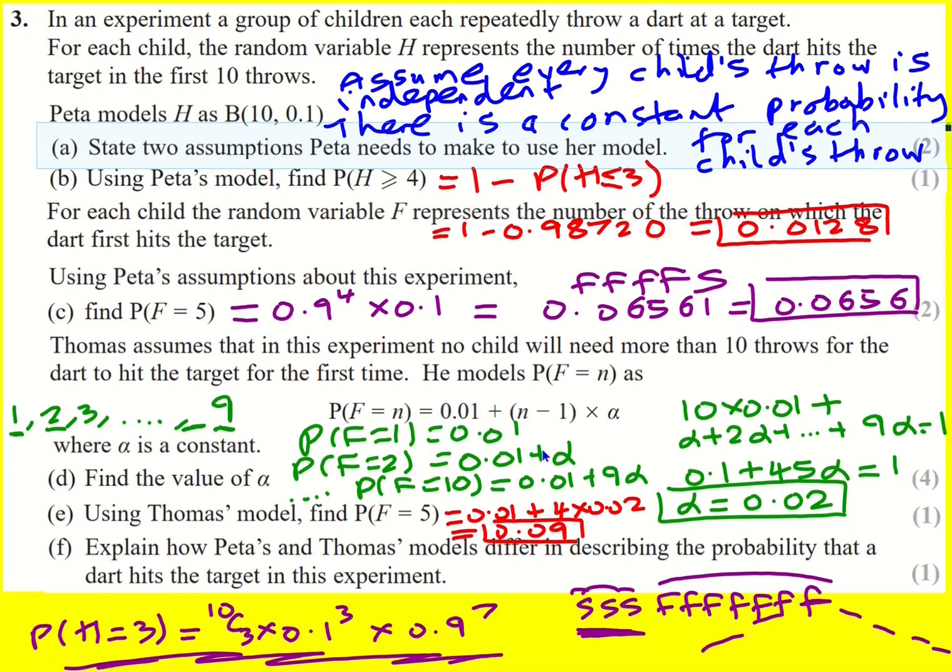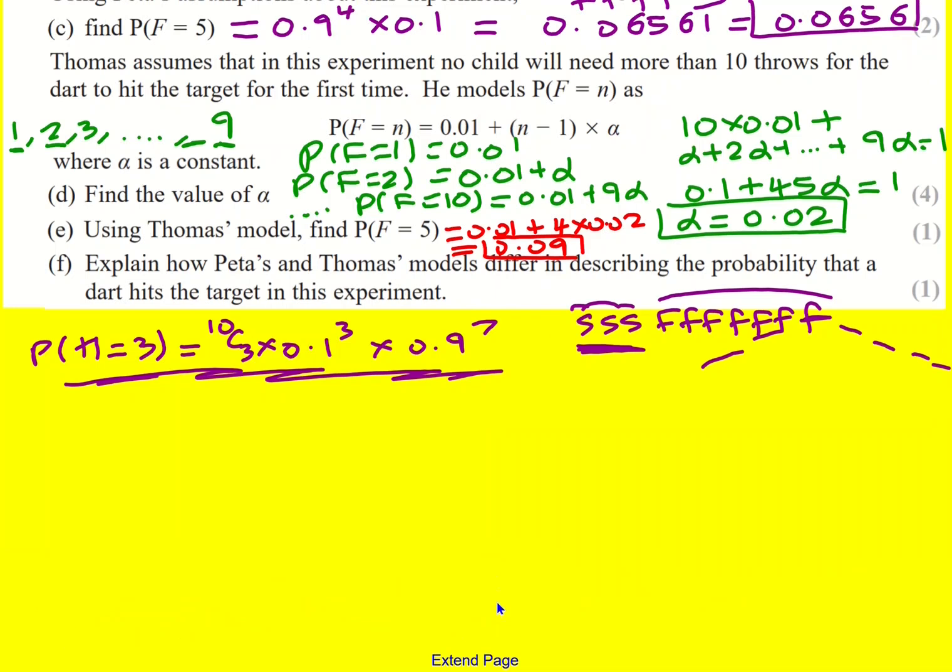What was it at the start? 0.01, but then because the probability of hitting it on the second attempt was higher, it must be that we had a failure and then we had a success. The probability of success on the second attempt must be higher than it was before. And the same for the third and the fourth. So in Thomas's model, the probability is actually increasing. And that's how they differ.